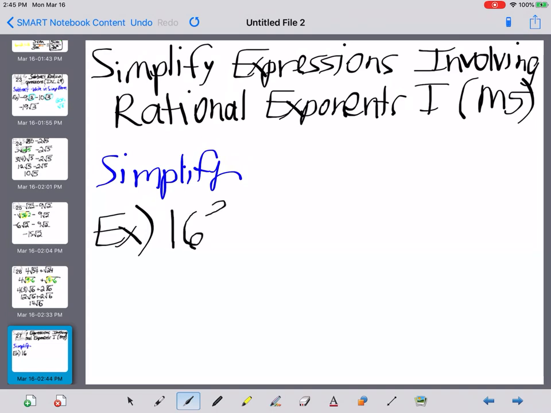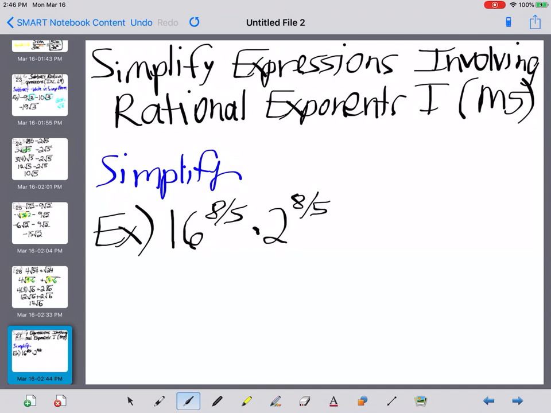16 to the 8/5 times 2 to the 8/5. And honestly, y'all, this is kind of like IXL M2. So it really is pretty similar. So anyway, it's going to be probably a little bit harder though. So we have the same exponent, but we have different bases.